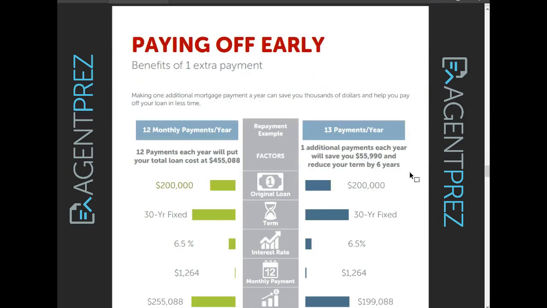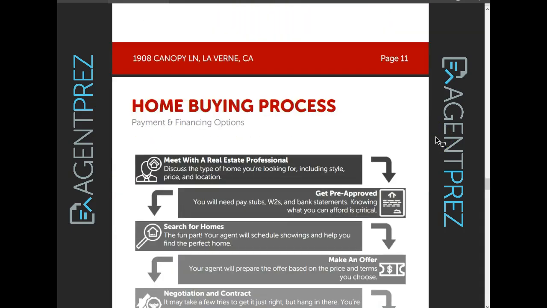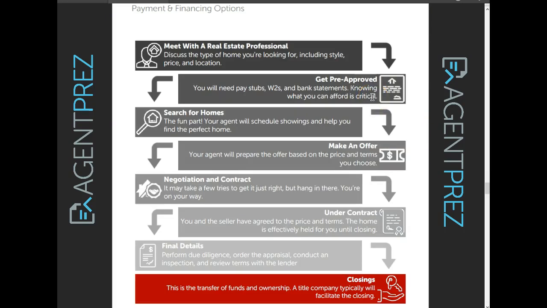We jump into paying off early, right? Just kind of the benefits of sending one extra payment, right? So we have a 12-month versus a 13 payment scenario, and it shows how much money they can save in interest just with that one extra payment a year. Next is the home buying process, right? Just kind of outlined information of how the transaction will go.